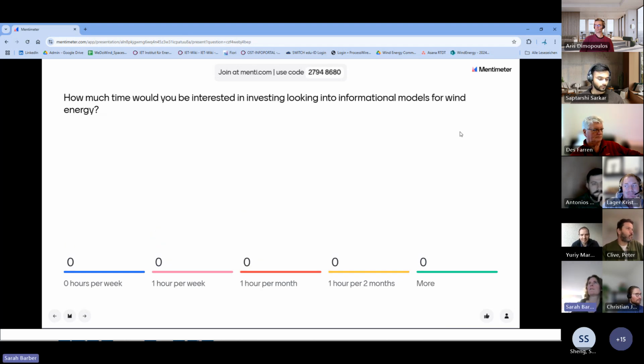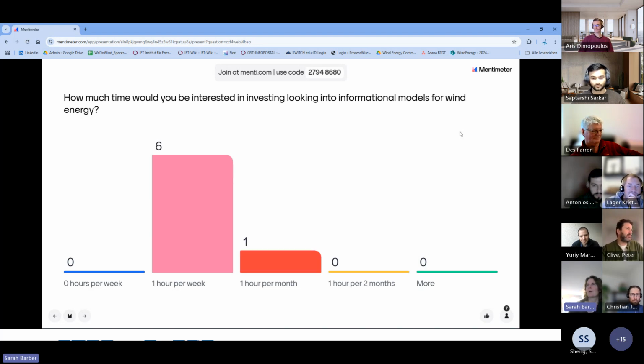How much time would you be interested in investing looking into information models for wind energy? So basically, continuing this conversation, actually working on developing the suggestion from Yuri or another one. So 0 hours, 1 hour per week, 1 hour per month, 1 hour per 2 months. I added more, by the way, Aris, to yours, because I thought maybe there's some people who will be prepared to offer 2 hours per week. Okay, so there's a significant number of people who, well, one person put more. Was that Yuri? Or Des?